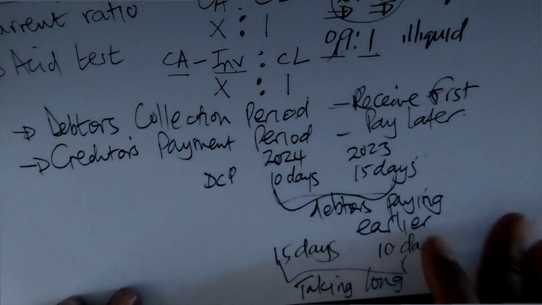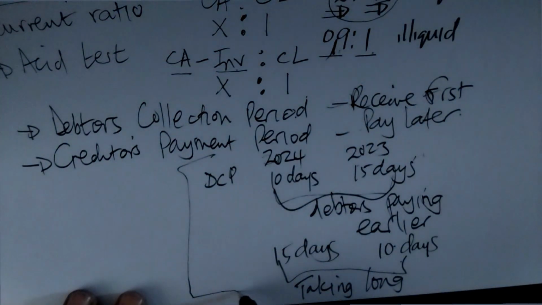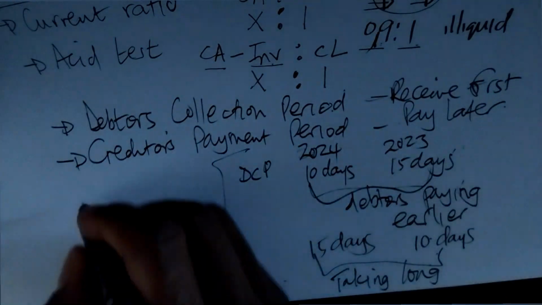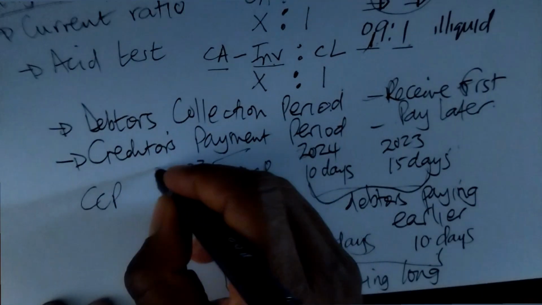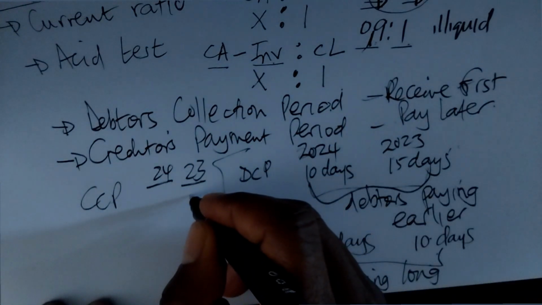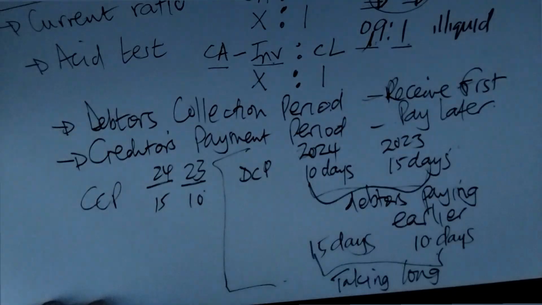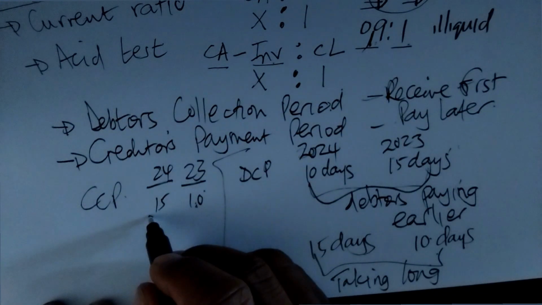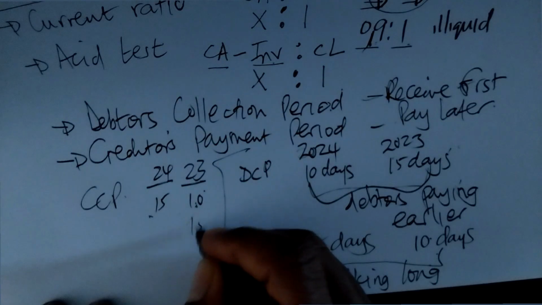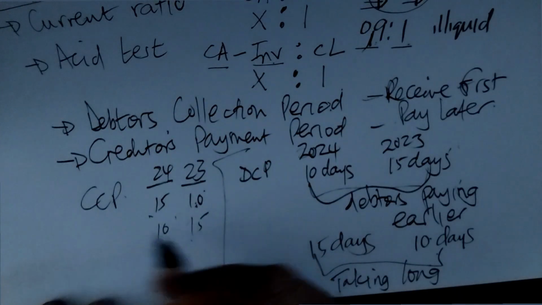Now, the same way that you comment here, you can use it for your creditors payment period as well. Let's say in 2023, it was 10 and now it's 15. It means the business is taking longer to pay their creditors. Now, if you reverse that and it's 15 and 10, it means you're paying your creditors earlier.